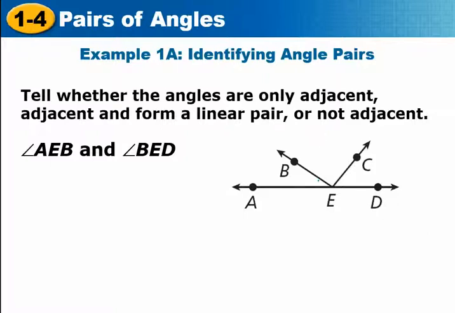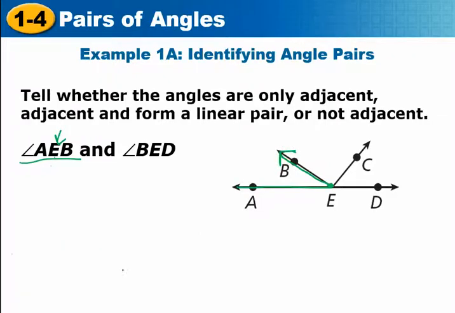Okay, in this example, we're going to be looking at this figure and see if these given angles are adjacent and a linear pair, or not adjacent at all. Remember, to be a linear pair, they have to be adjacent first. So the first thing is to find these angles. Angle AEB. Now remember, when you name an angle, the vertex is the middle letter. So here's our vertex. The A and the B are on the sides of the angle. So angle AEB is this green one right here.